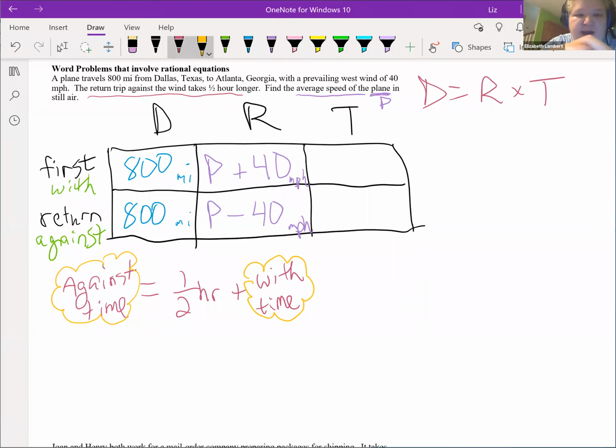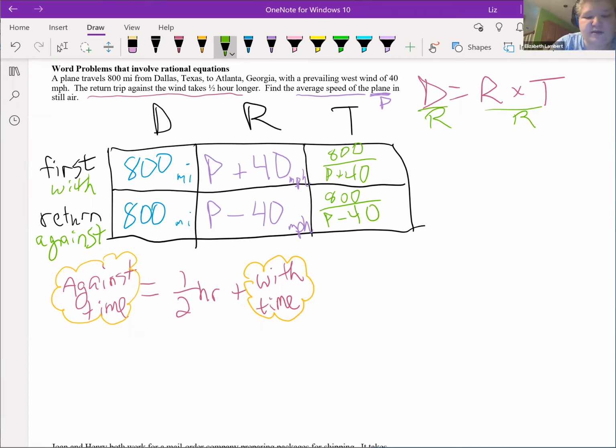So we're going back up to distance equals rate times time. I want to get time by itself, so I divide by the rate. The time is the distance over the rate. There are our ratios, so I'll use green. This one is going to be 800 over P plus 40. This one is going to be 800 over P minus 40.